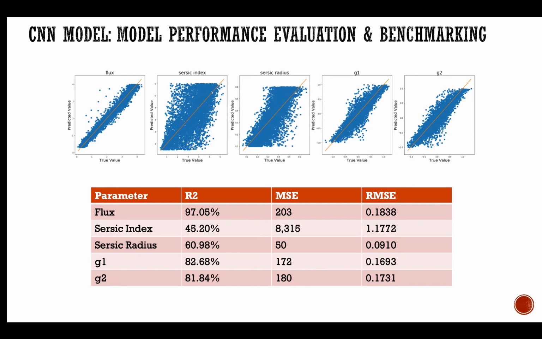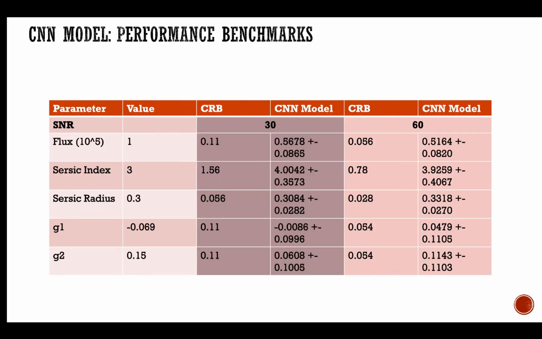Doing more model performance evaluation and benchmarking, we looked at the true versus predicted values for each of the five parameters, and we can see the model predicted parameters for flux, G1 and G2 really well, while there is room for improvement for Sersic index and Sersic radius. R2, MSE, and RMSE values tell the same story, with R2, for example, being very high for flux, quite high for G1 and G2, and quite low for Sersic index and Sersic radius. We also compared our model performance in terms of variance to the CRB for SNR values of 30 and 60, and again, we could see the same story. The model did quite well for flux, G1 and G2, and Sersic index and Sersic radius needed to be improved.